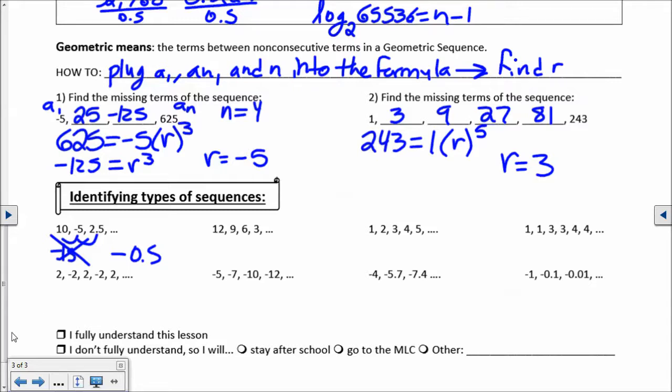Yeah, so did I multiply times the same thing for each step? So is this geometric? Yes, it is. Are you gonna give us something that says neither? Yeah, there are some that are neither.